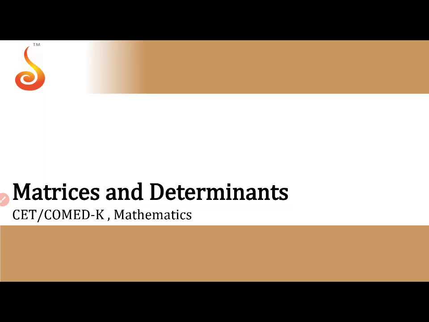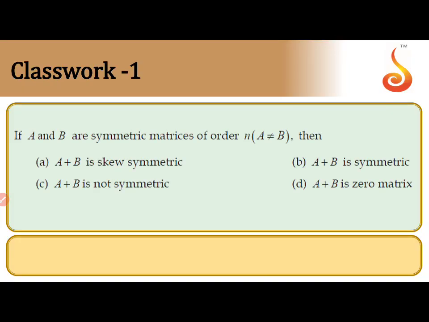Now I'm going to teach problems in matrices and determinants. Before I discuss the complete synopsis of this topic, we can start solving problems. Let us take the first question. A and B are symmetric matrices of order n. Then which of the following is correct?